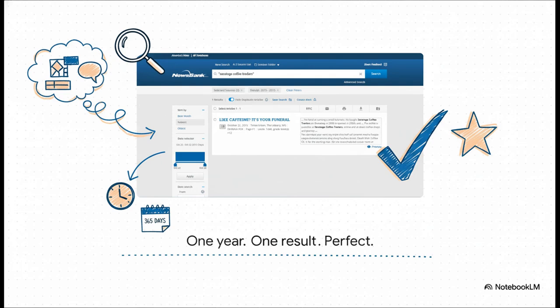And look at that. There it is. From 63 results down to 1. That right there is the power of layering your filters. We went from thousands of newspapers to this one perfect result. I'd say that's mission accomplished.